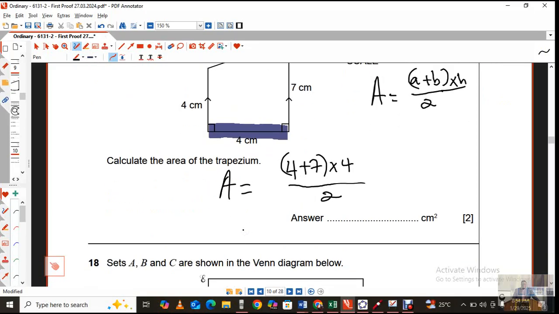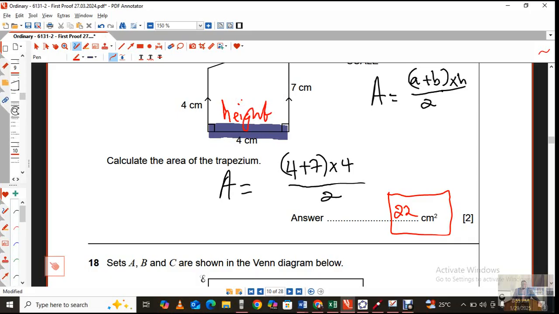Okay, now if you were to calculate 4 plus 7, it's 11. 11 times 4 is 44. 44 divided by 2, that gives you 22. So the final answer here is 22 square centimeters. Okay, plug it into your calculator and you will have it. So this is my height.